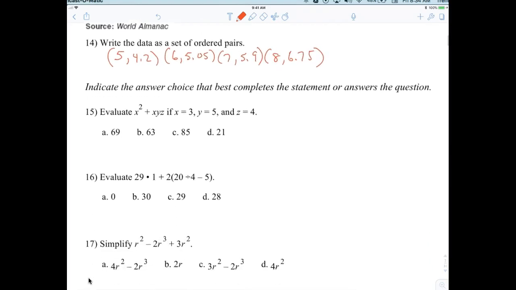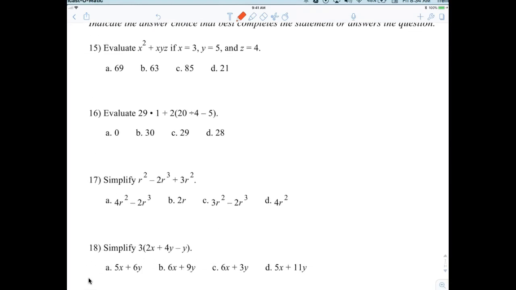All right, question 15. We're going to square x. When I do that, that becomes 9. Then I'm going to multiply x, y, and z together. So 3 times 5 is 15, times 4 is 60, plus 9. There we go. A.